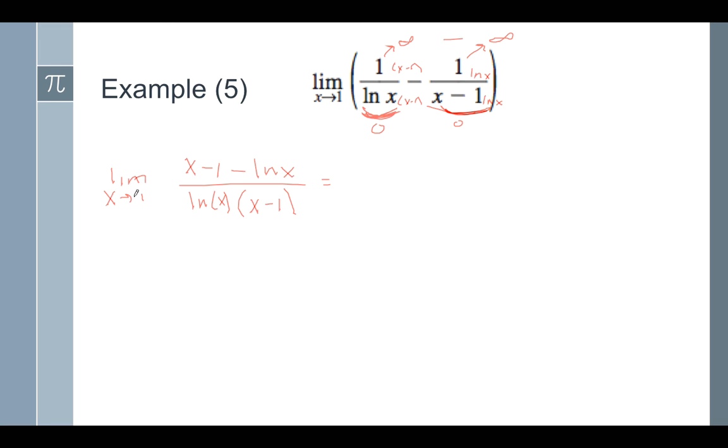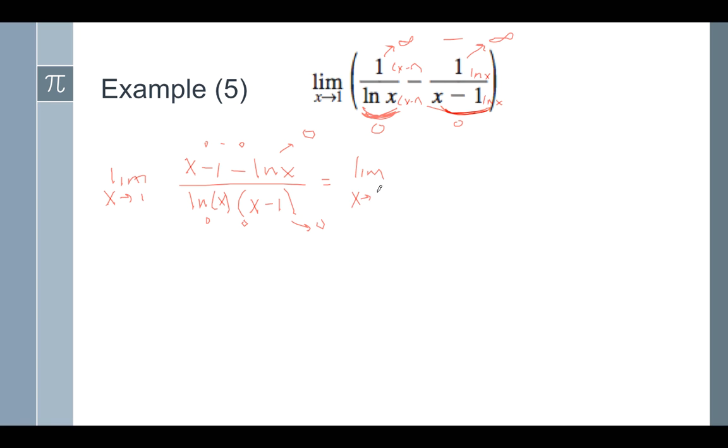So x going towards 1. Let's do a direct substitution. We get 1 minus 1, which is 0, minus the natural log of 1, which is 0. That means the numerator is 0. Natural log of 1 is 0, and 1 minus 1 is 0. That means, yay, we get the 0 over 0 form, so we can use L'Hopital's rule.